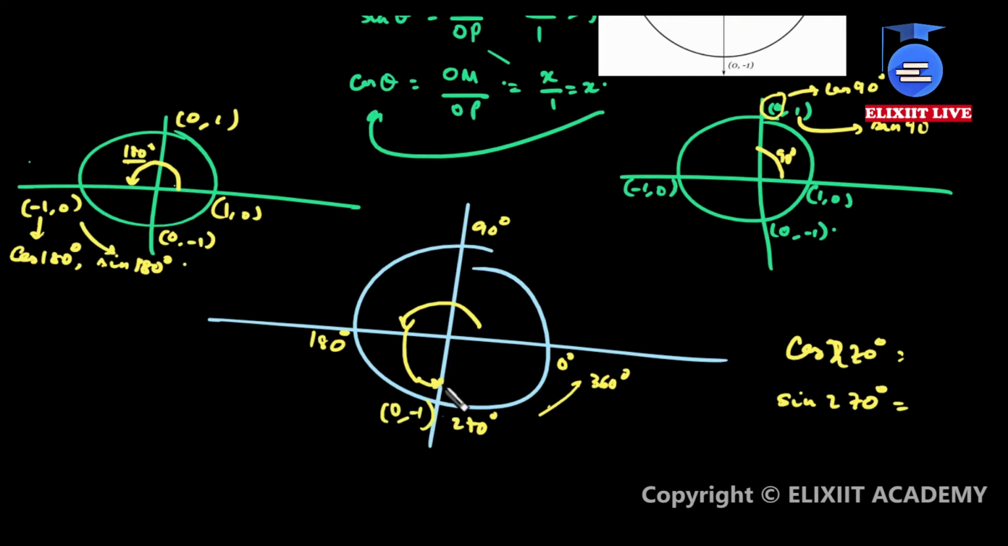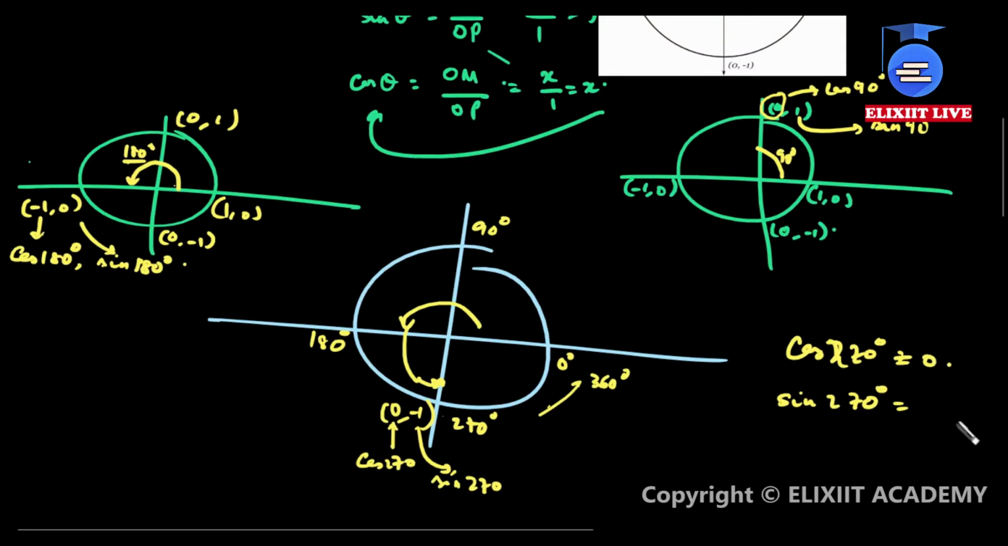You're coming to this particular quadrant. So this is actually 270 degrees. So you're coming over here, and obviously over here cos theta will be 0. Means this cos 270 degrees will be what? This is cos 270 and this one will be sine 270. Means cos 270 is 0 and sine 270 is minus 1.